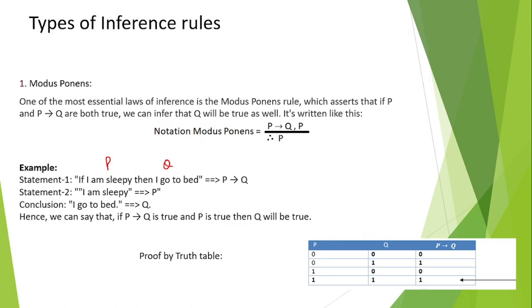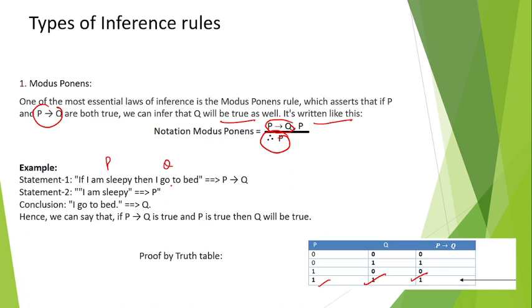Ponens is just a Latin word. One of the most essential laws of inference is modus ponens, which starts with P. P implies Q, and if both are true, we can infer Q is also true, written like this. If P implies Q, and P is true, therefore Q is also true, correct? Now the statement says both are true, and this is true; and if both are false, that also becomes true, correct? That's the statement given here.